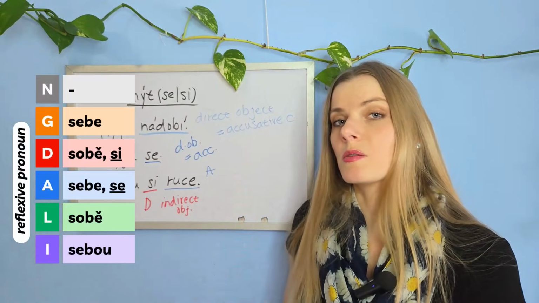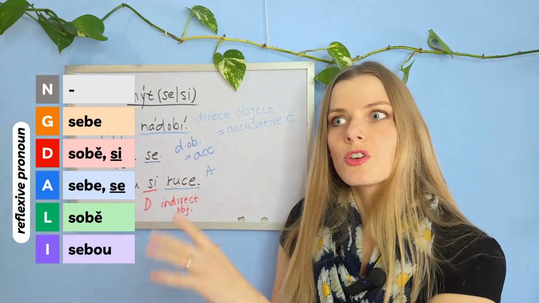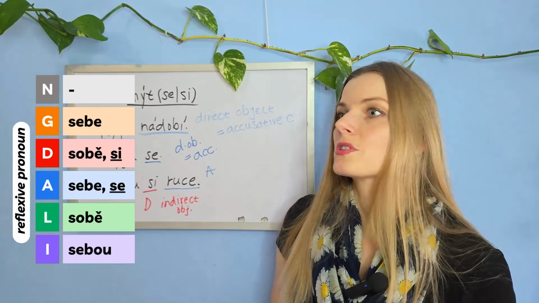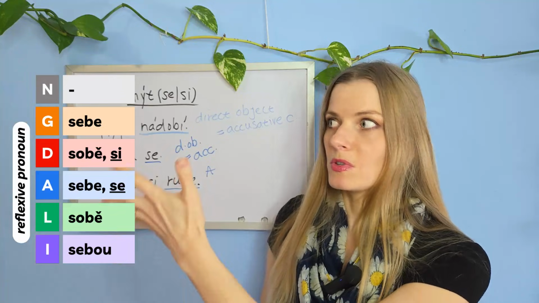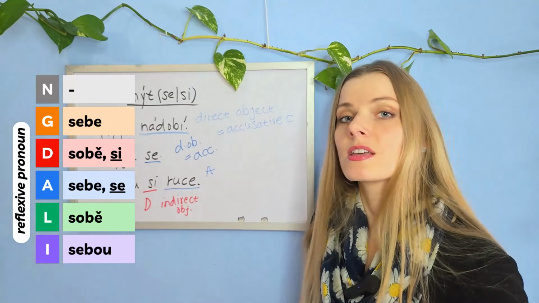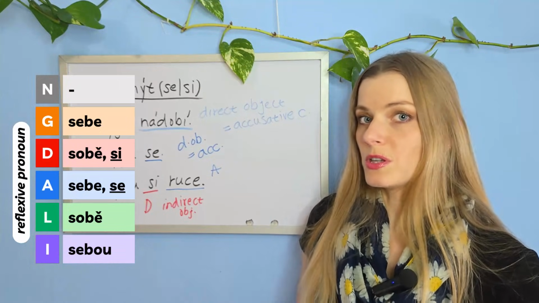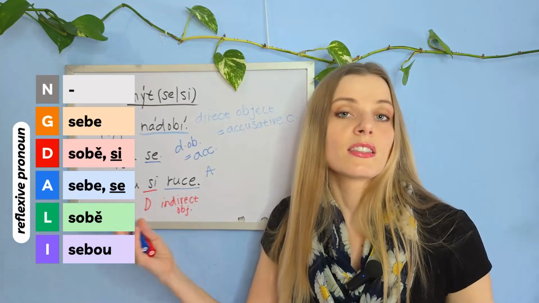I want to show you this table. What do you see? You see the cases. You see all kinds of forms, and you also see si and se. So you see that se corresponds to the accusative case. Sometimes you can have sebe, the full form. And si works as dative, the indirect object. So this is the whole mystery. It's the reflexive pronoun, oneself, and it has cases.